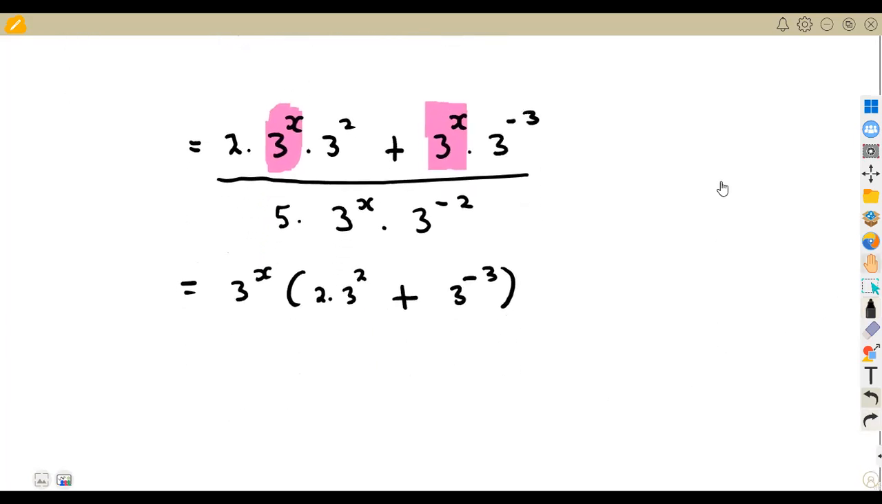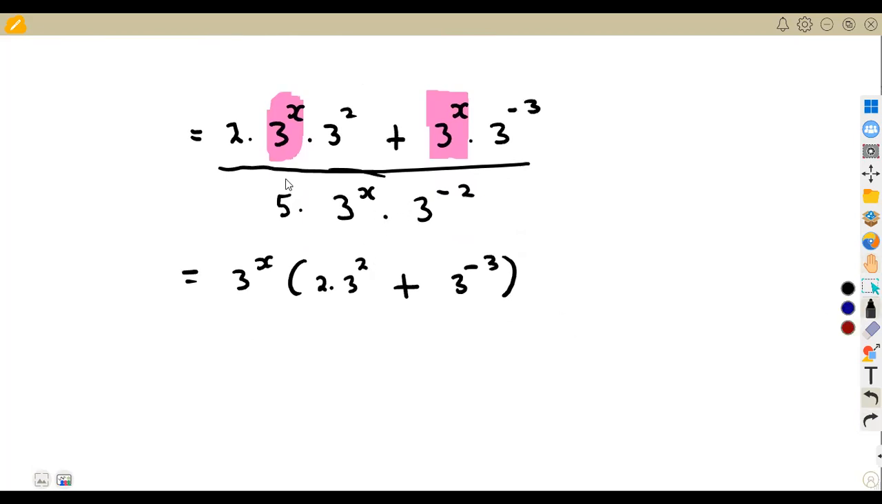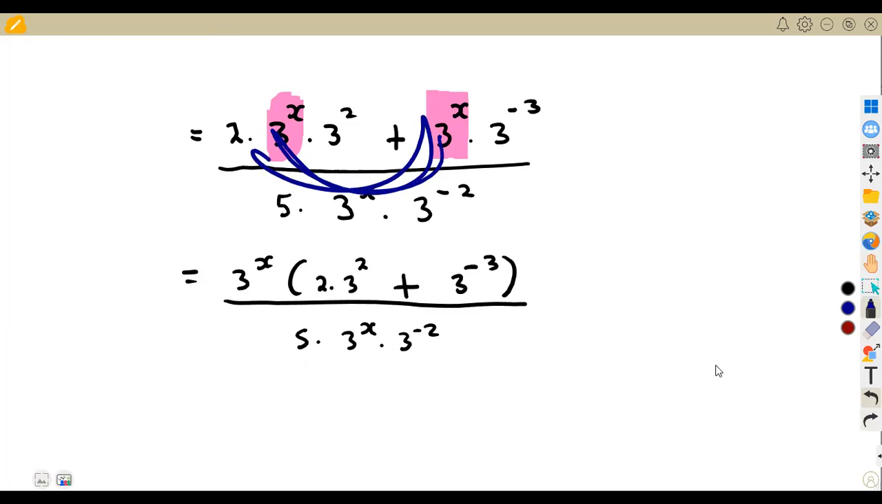In the denominator, there is nothing to be factorized. There is no addition or subtraction. It's just a single term. It's a multiplication, so there is no factorization in the denominator. It's just as it is, 5 times 3 to the exponent of x times 3 to the exponent of negative 2. If it was an addition, you would factor out what is common. But here it's not an addition. It's a multiplication that we see.